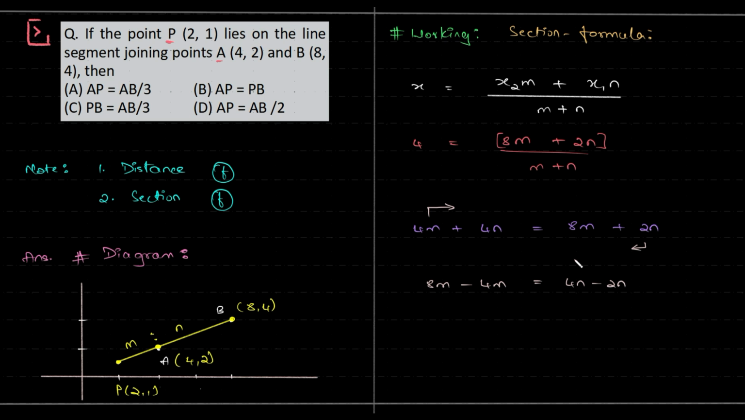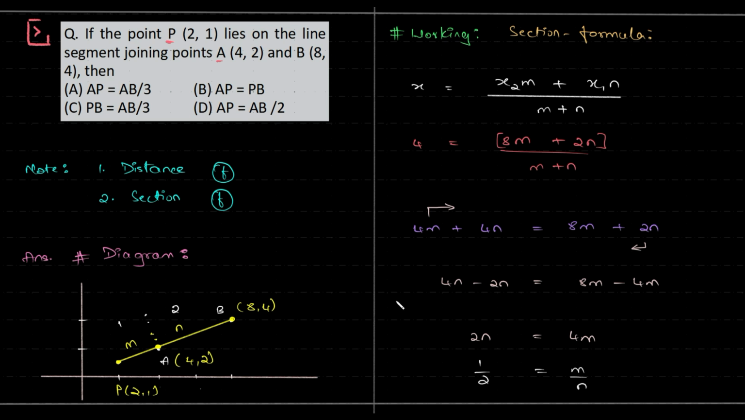Please don't get confused. This is what I was doing. So 4n minus 2n, this is 2n, which is equal to 4m. So clearly m is to n is what? 2 by 4, that is 1 by 2, equal to m by n, right guys? So this is in the ratio of 1 is to 2. Clearly it's seen in the diagram.